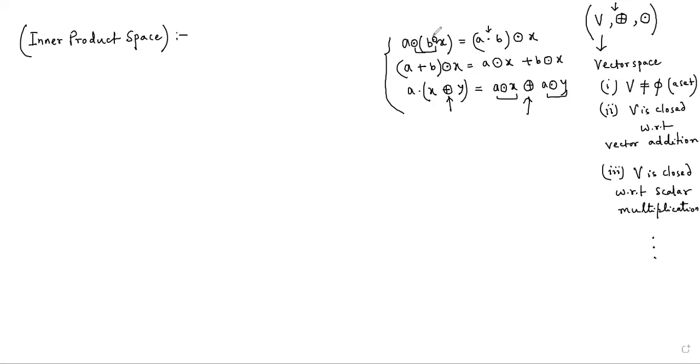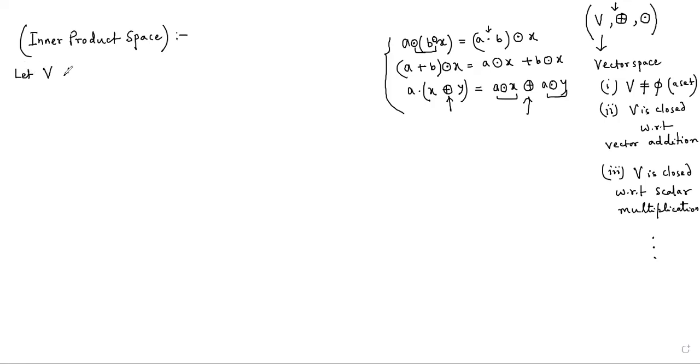So now it is time to introduce that feature into the algebraic structure, and we are going to discuss another space, which is a special type of vector space known as inner product space, where the product of two vectors will be introduced. Now, how do we define inner product space? Let's define it first of all.